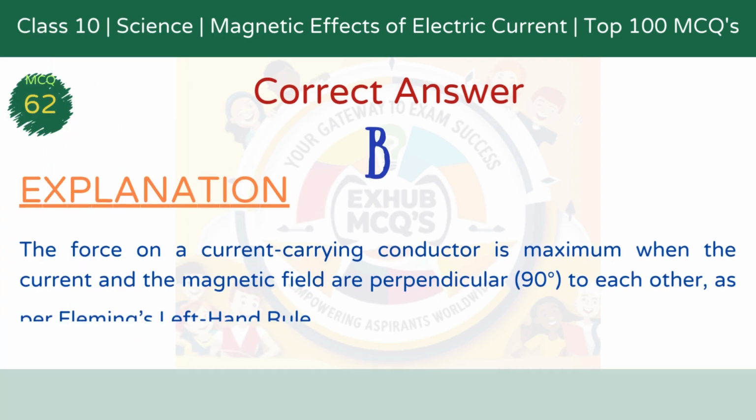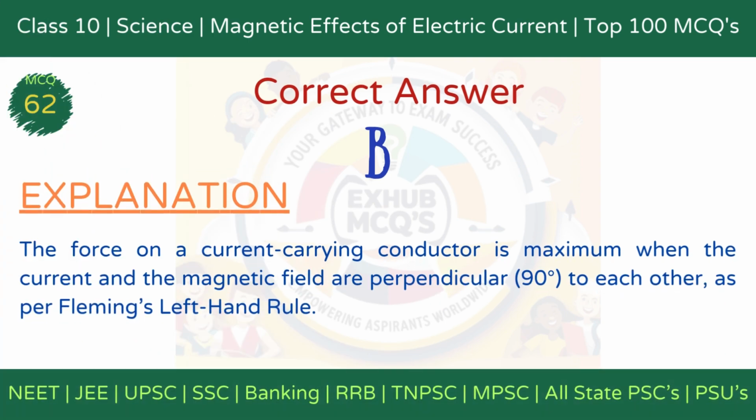The correct answer is option B, force is maximum. Explanation. The force on a current-carrying conductor is maximum when the current and the magnetic field are perpendicular, 90 degrees to each other, as per Fleming's left-hand rule.